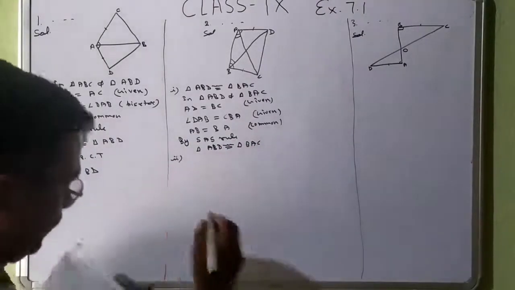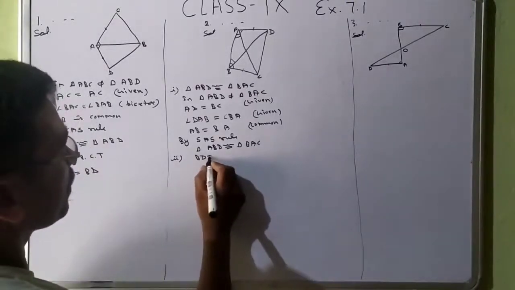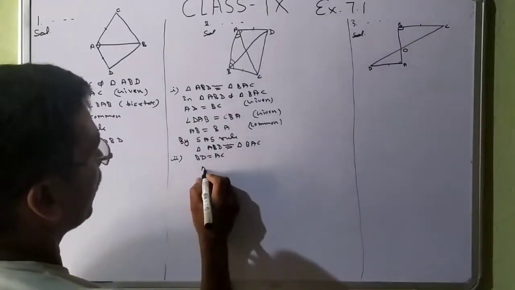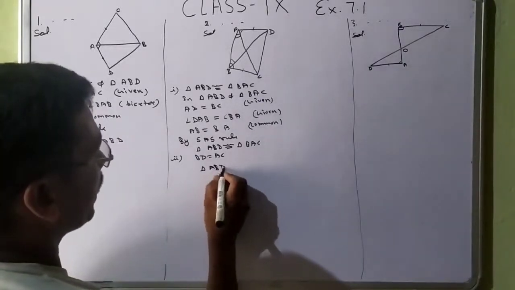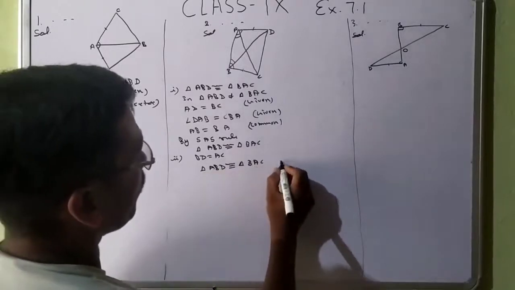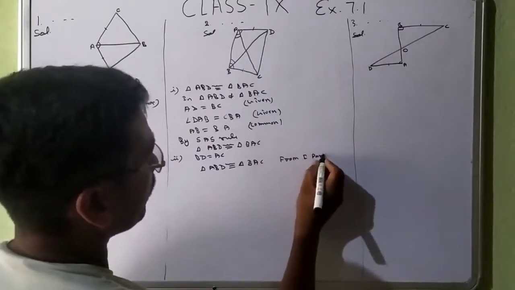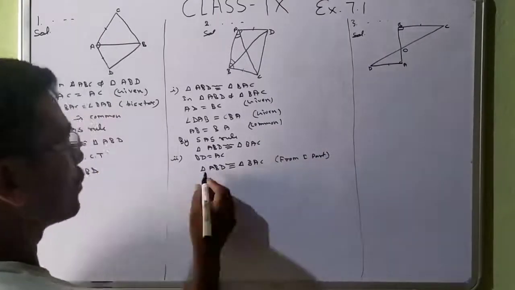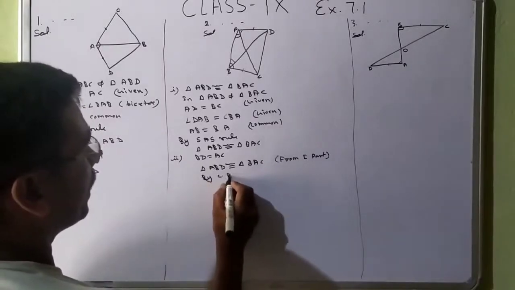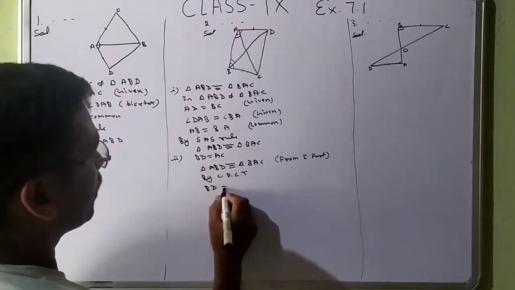Second part, BD is equal to AC. So triangle ABD is congruent to triangle BAC from the first part. We have already proved this one. So we can write by CPCT, BD is equal to AC.